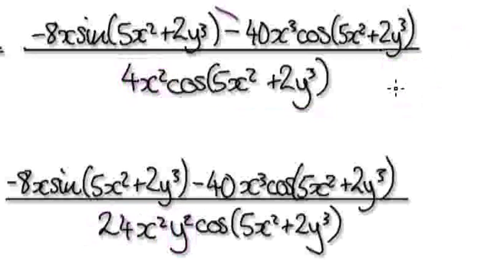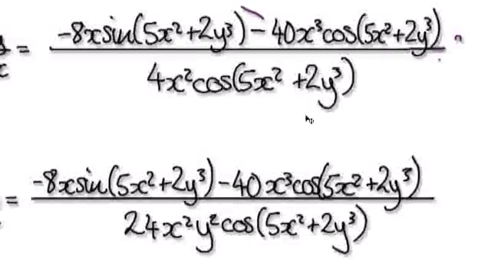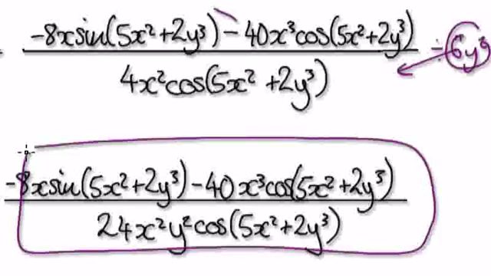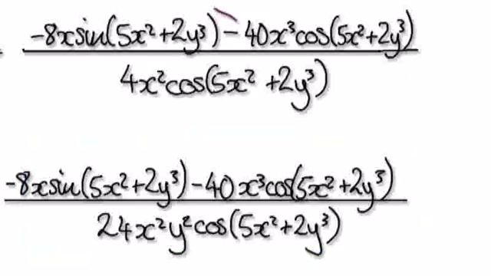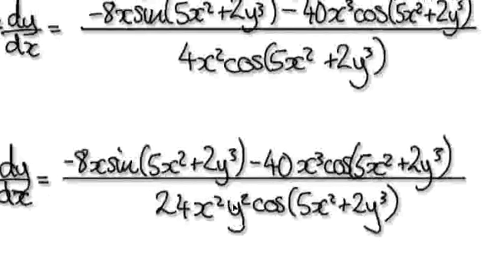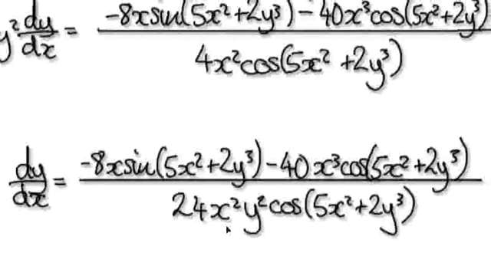So when you divide by 6y squared, it gets multiplied to the bottom, giving you this whole thing here. Okay, so the answer is dy by dx equals this whole thing here. Okay, so this is your final answer.